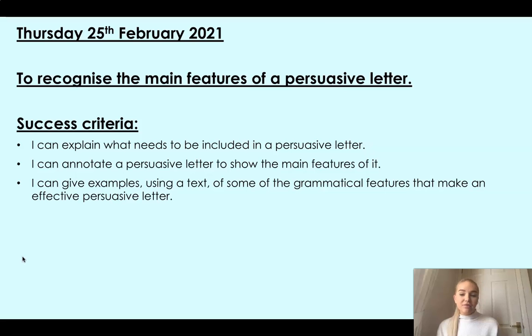letter. And by the end of this lesson, you will be able to explain what needs to be included in a persuasive letter. You will be able to annotate and label a persuasive letter to show the main features of it. And you will also be able to give examples using a text of some of the grammatical features that make an effective persuasive letter.